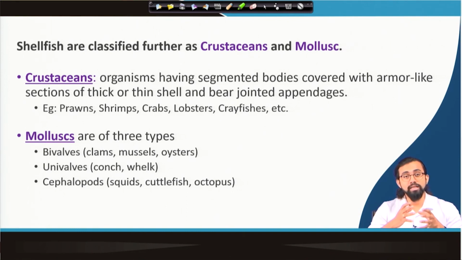The mollusks are normally of 3 types: the bivalves, the univalves, and the cephalopods. Examples of bivalves are clams, mussels, and oysters. The univalves are like conch. The conch is the one that we normally use for religious purposes as well, to make a specific type of sound, whale, etc. The cephalopods are like squids, cuttlefish and the octopus.